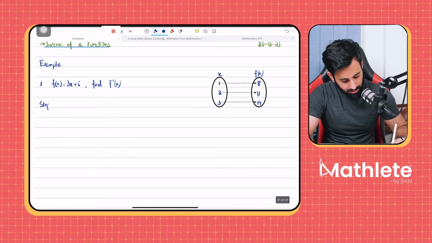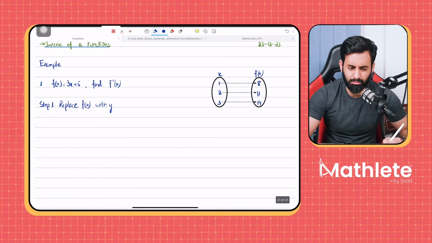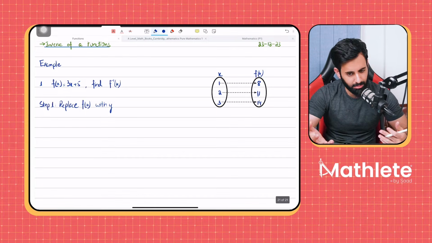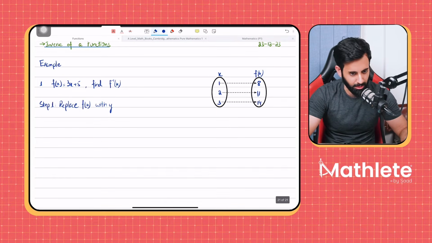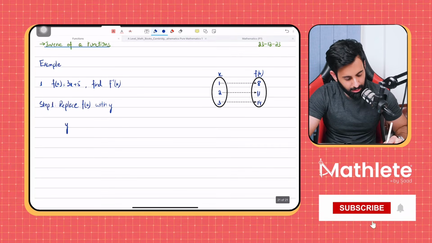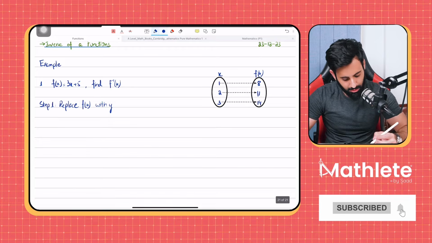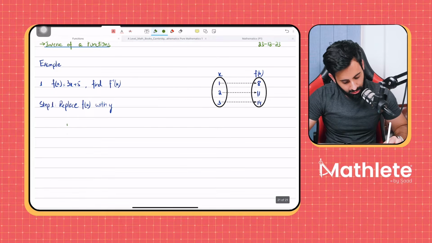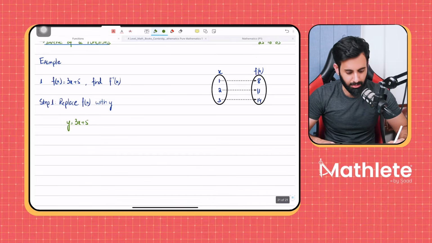What's step 1? Step 1 is that you replace f of x with y. Now this step is not entirely necessary. We just do it because it helps with the whole algebraic manipulation. That's the only reason why we do it. So if we do the first step, we're looking at y equals 3x plus 5. So this is step 1.